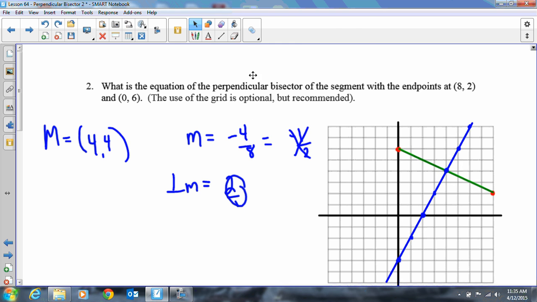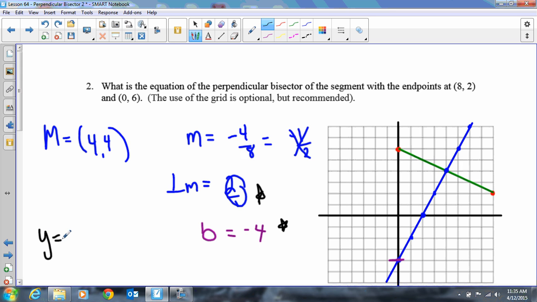Okay. And now just ask yourself, where is that line hitting the y-axis? It seems to be at negative 4. At negative 4. So it looks like the b is negative 4. And so to make my equation of the line, I need basically those two things, the slope and the y-intercept. So I could just finish it up right now by saying y equals 2x minus 4.